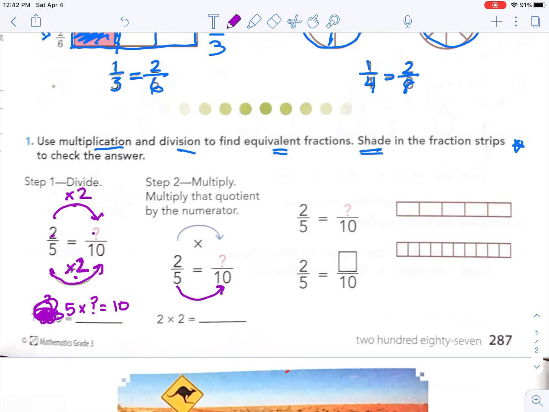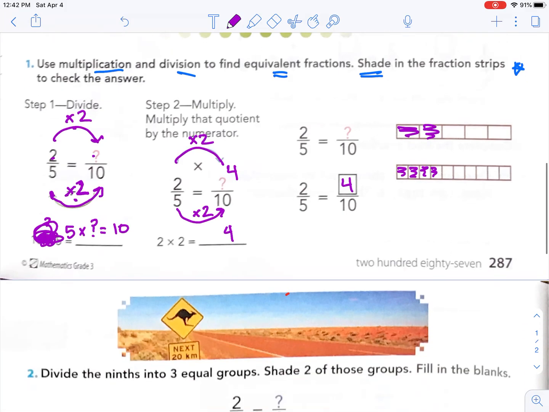Okay, let's look at that again. 5 times 2 is 10. Then I know 2 times 2 is 4. Did we get the same answer? Yes, we did. Okay, and if I shaded it, it would look exactly the same. So instead of going backwards and doing division, we are going to do multiplication forward.